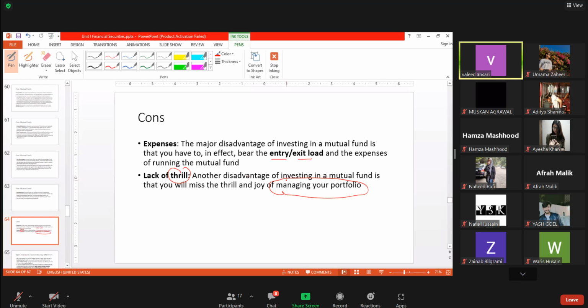But as I said, for the large number of small investors, which dominate the market, managing such a kind of portfolio is not possible. That is why in a country like the US, the chunk of investment is done through mutual funds. It is not that people are managing their funds directly.